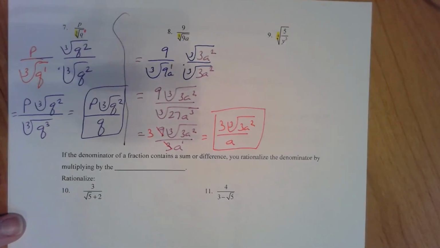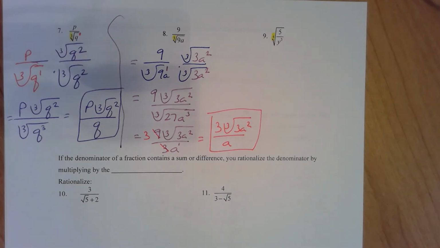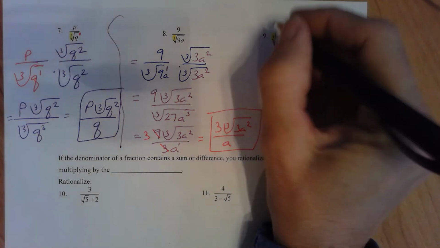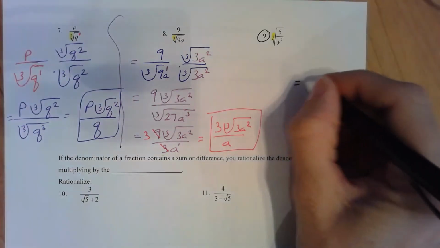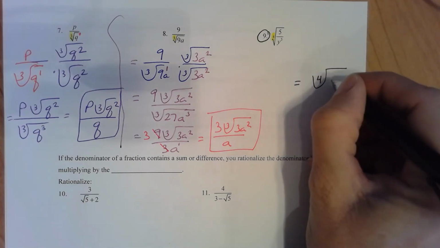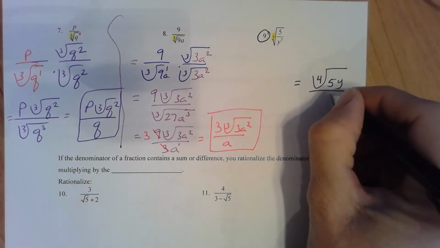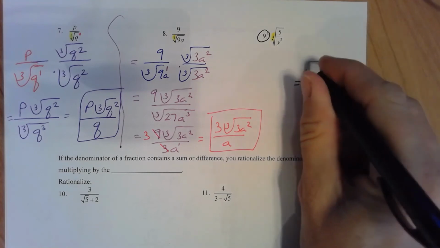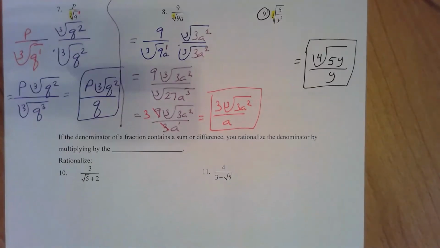Takes a little bit more work to rationalize than a 2. So I'm going to circle number 9. I want to see if you can work it out yourself, and you're going to get the 4th root of 5y over y. See if you can figure out how to get to that answer. If not, let me know.